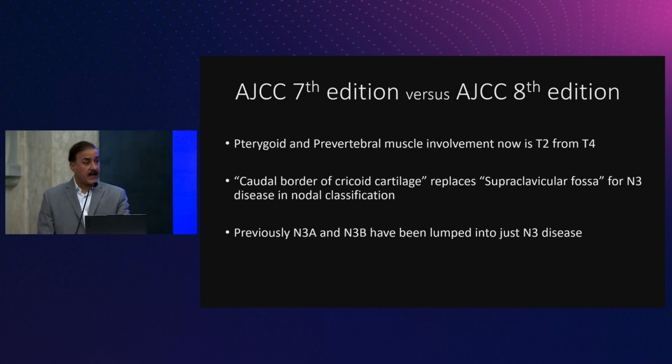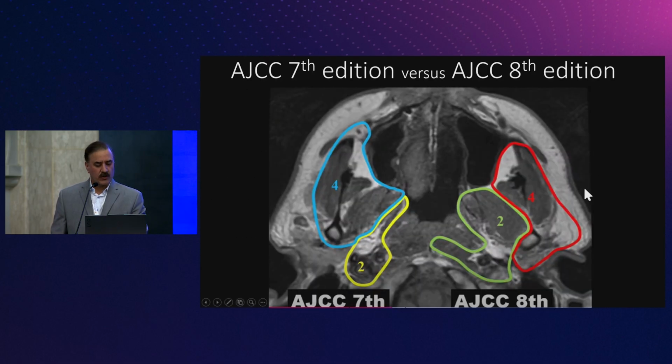What are the changes that have come in AJCC 8? As I said, the prevertebral involvement and the pterygoid involvement are now T2 compared to previously in AJCC 7 was T4. The caudal border of the cricoid cartilage replaces the term supraclavicular fossa lymph node for N3 disease. And previously we were dividing N3 into A and B, but now they have just lumped it together into just N3 disease. So this was AJCC 7. You had the lateral pterygoid as T4, but now you can see in AJCC 8, lateral pterygoid has come in T2, while the masseter still remains as T4.